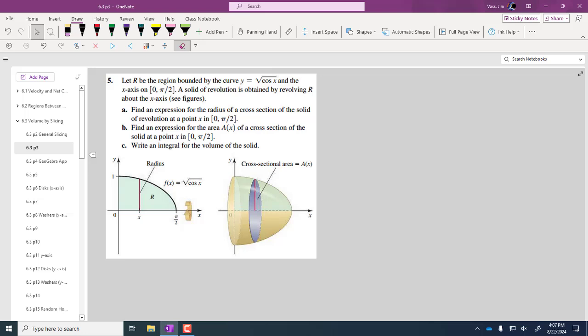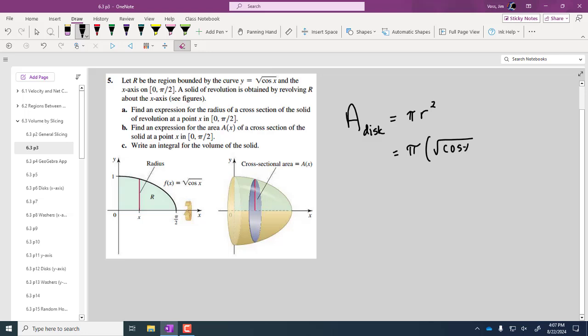Yeah. All right, so here we go. So the area of a disk is pi times the radius squared. Isn't the radius just the function? Yeah. The radius is root cosine. So the area for us is going to be pi times the square root of cosine quantity squared. Well, if we square the square root, they cancel each other out. So we have pi cosine x. That's going to be the area of the cross-section at x.